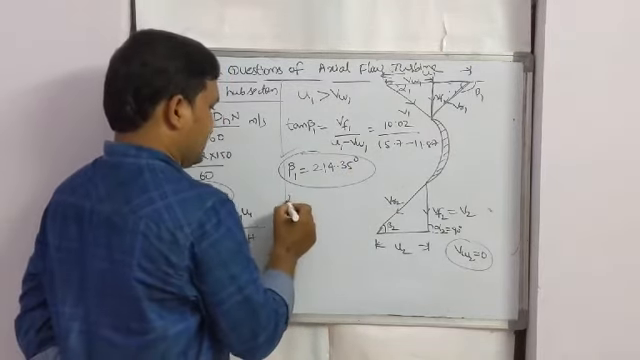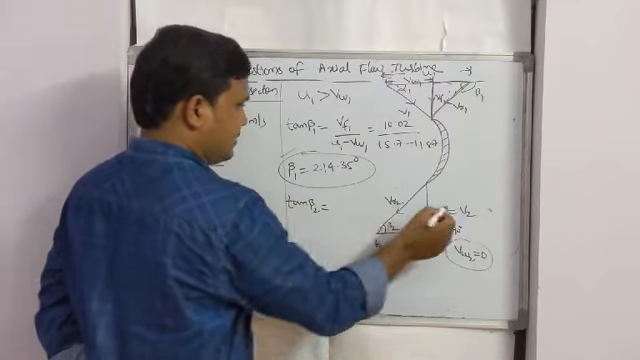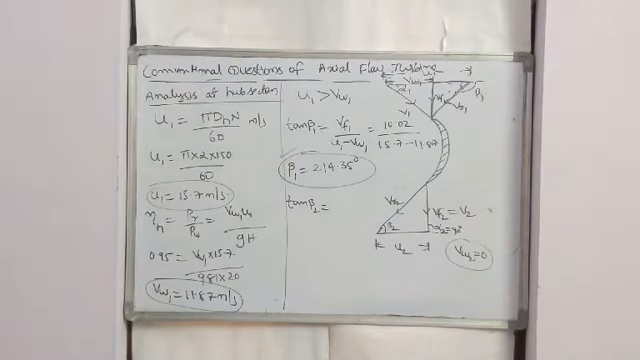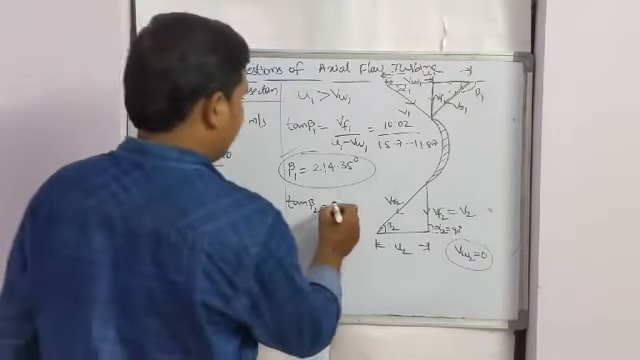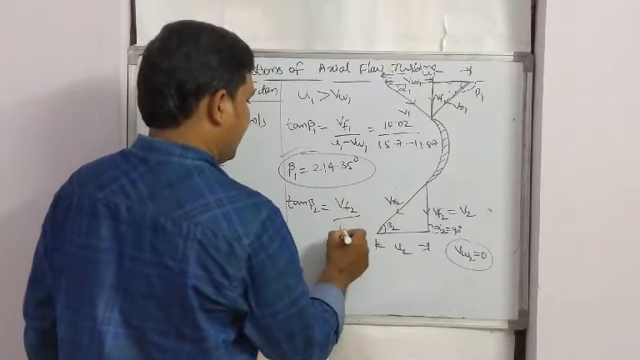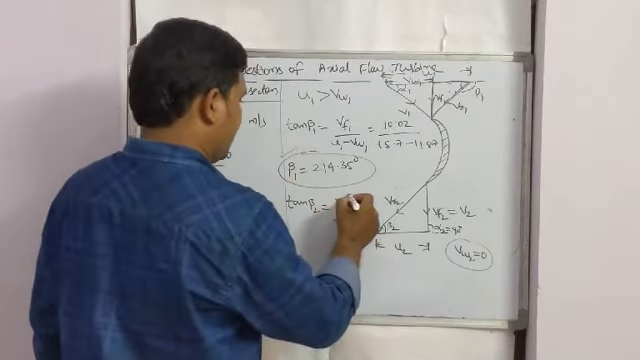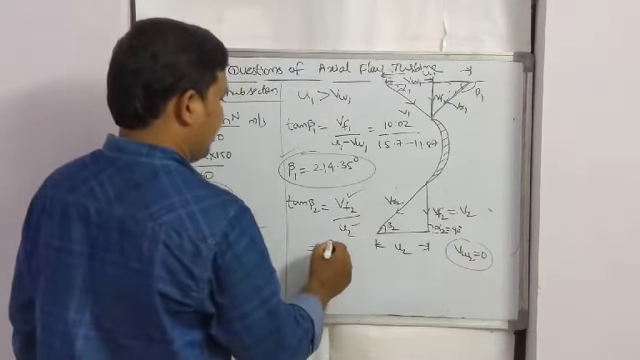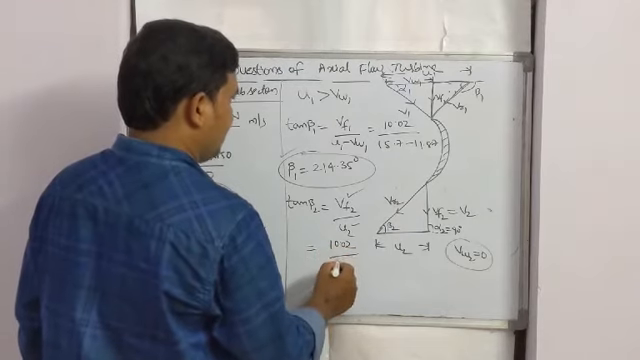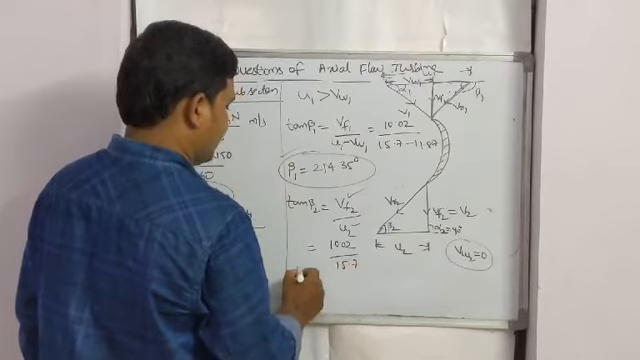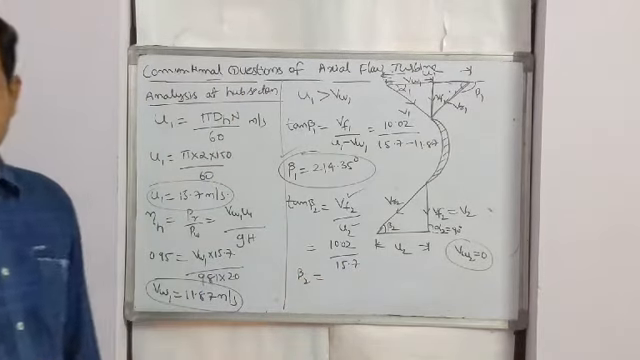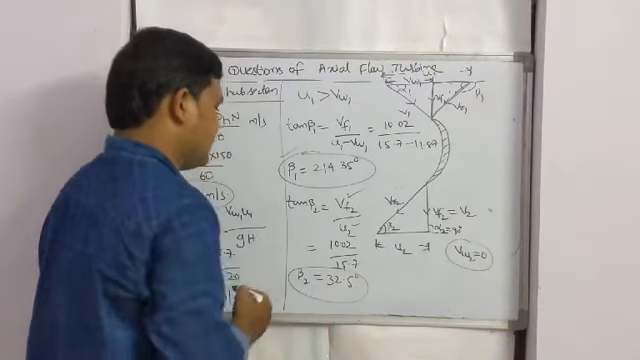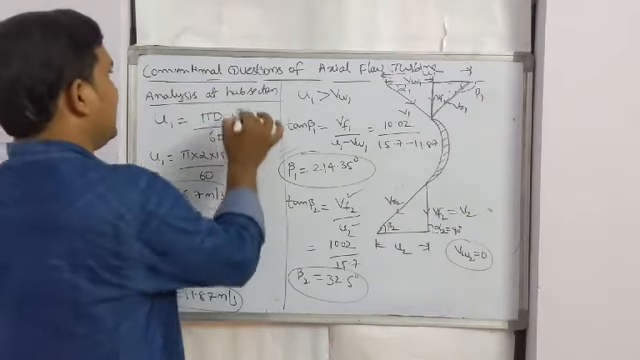Coming to beta 2, again we take tan beta 2. Tan beta 2 is equal to opposite side VF2 divided by adjacent side U2. VF1 and VF2 will be the same in the axial flow reaction turbine, and U1 and U2 are also the same. So VF1 is 10.02 divided by U1, which is 15.7. By substituting all of this, we got beta 2 as 32.5 degrees. So these are the runner vane angles at the hub section.